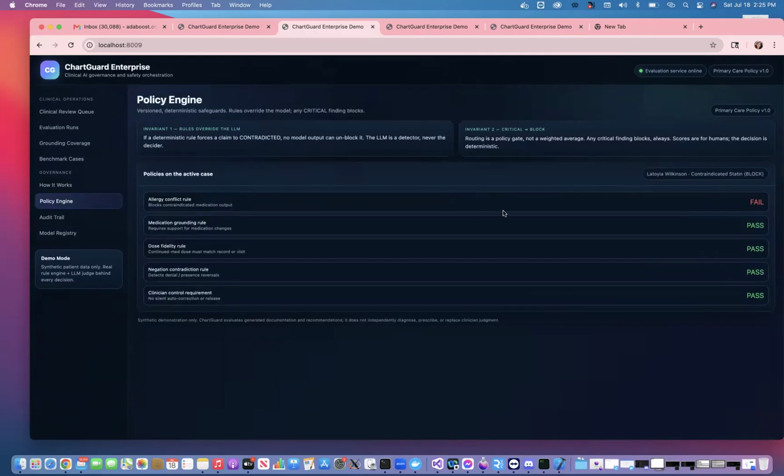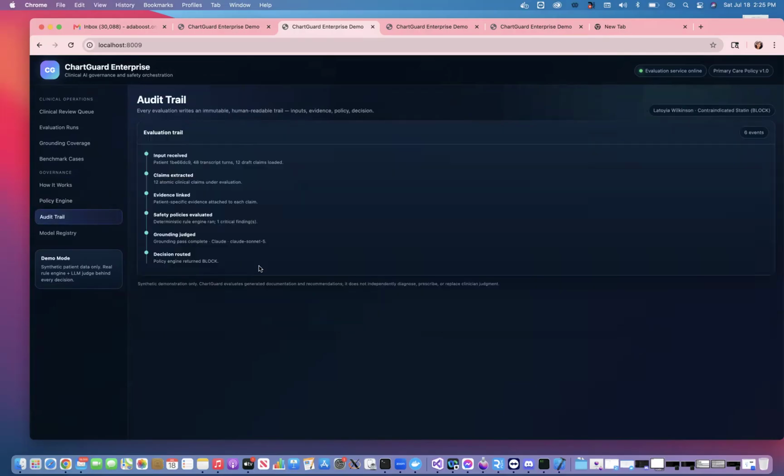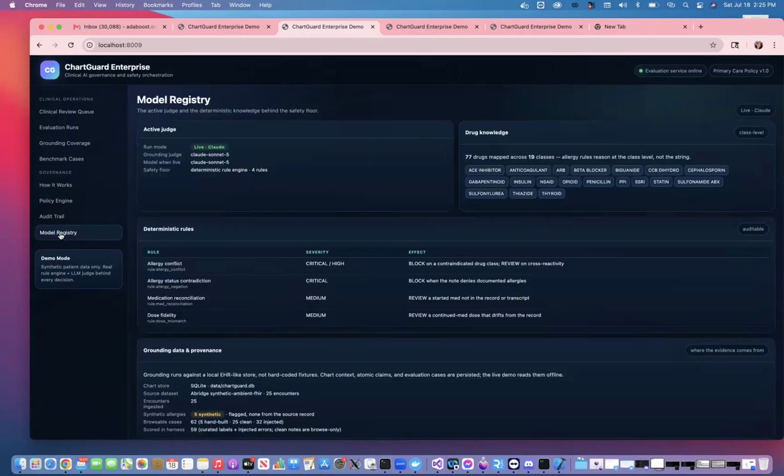You can go to the policy engine for each patient. It will show you why something worked, why something did not work. I also have the audit trail and the model registry. I have 77 drugs that have been mapped to 19 classes, which the rule engine uses. I'm using Claude Sonnet here for the LLM judge.